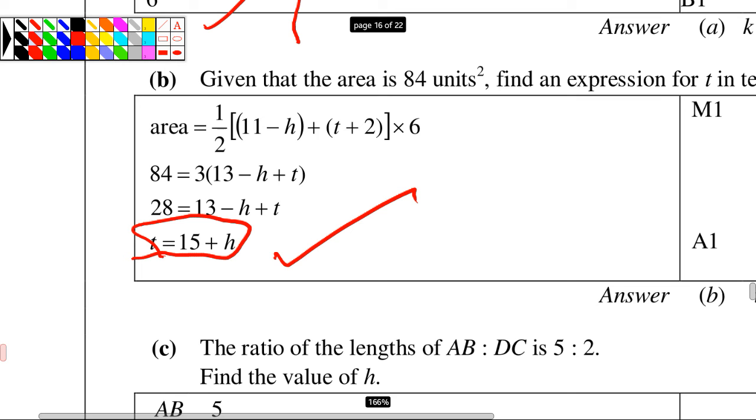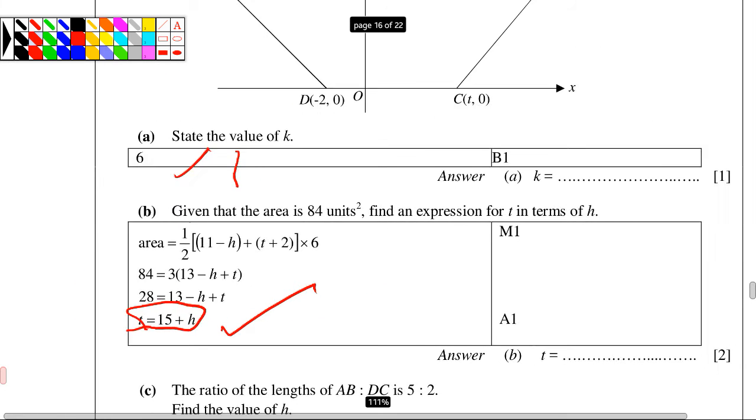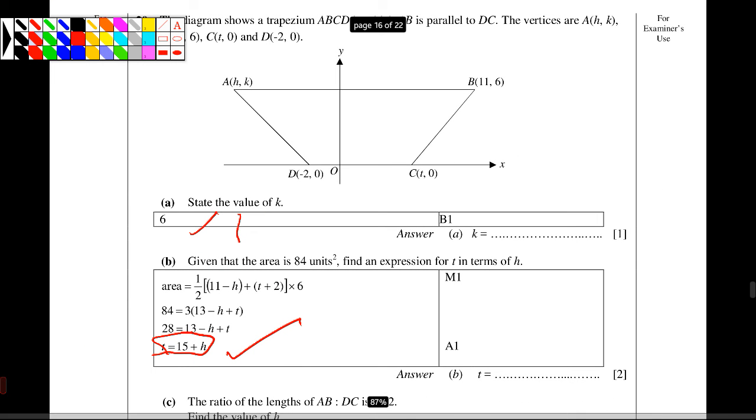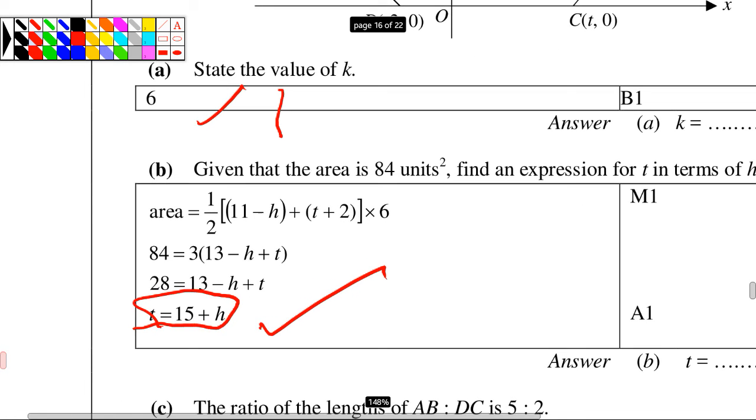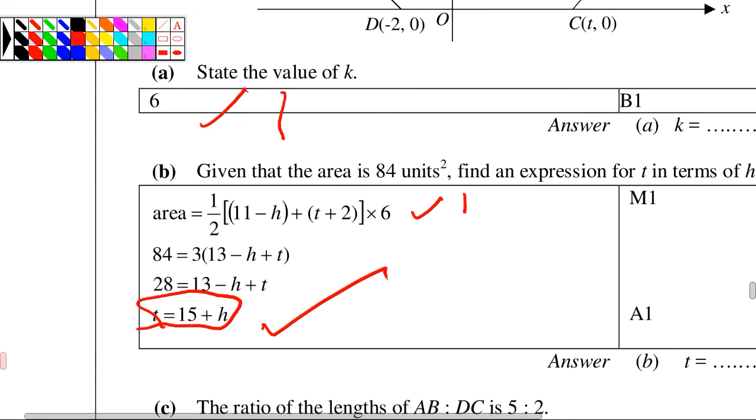No, wrong. On top, is it 11 minus H? You see your own working, 28 equal to running. It's plus. Because you shift over, right? So 11 plus 2, 13, minus, plus. Then after that, you want T, so you bring this over, so it should be a plus.